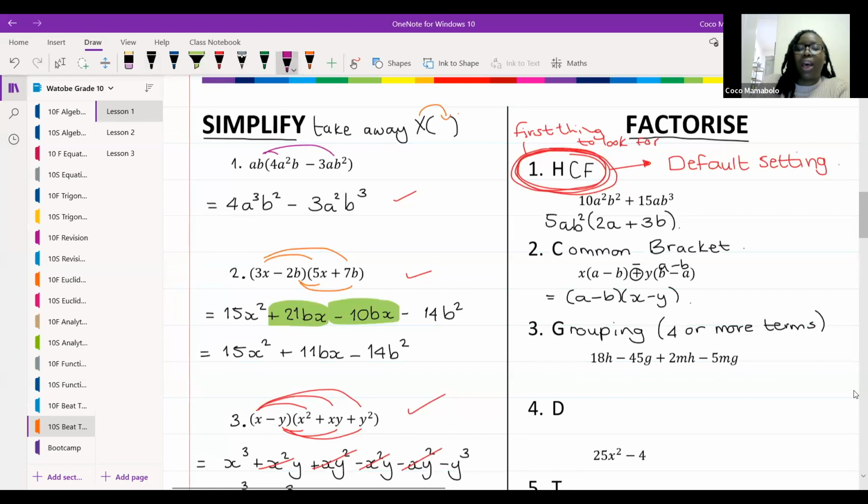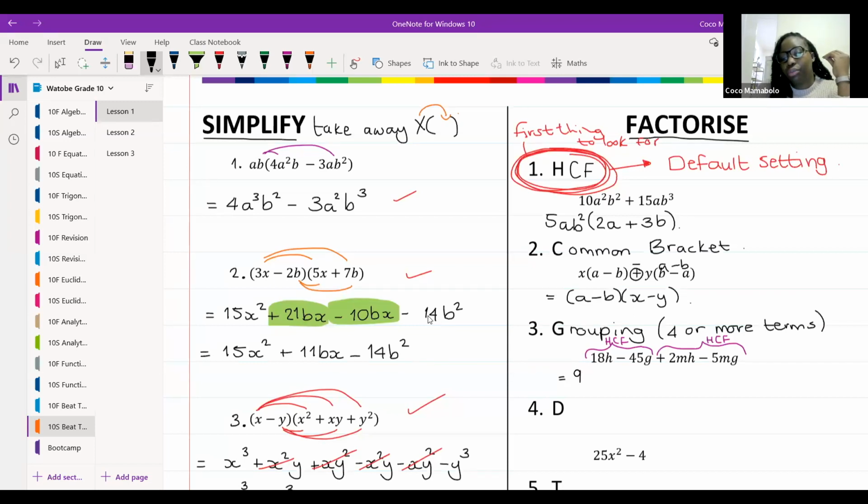In this particular one, I'm going to group these first two, and then I'm going to group these last two. And I'm going to say here, take out an HCF. Over here, we're also going to take out an HCF. Now, if we look at the first two, what would my HCF between 18H and negative 45G be? It's not three. Have a look again. Good. My common factor there would be 9.